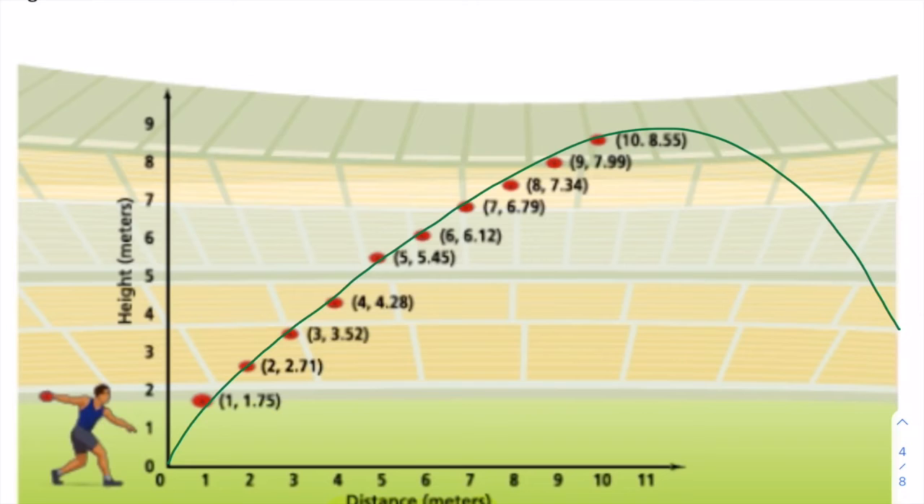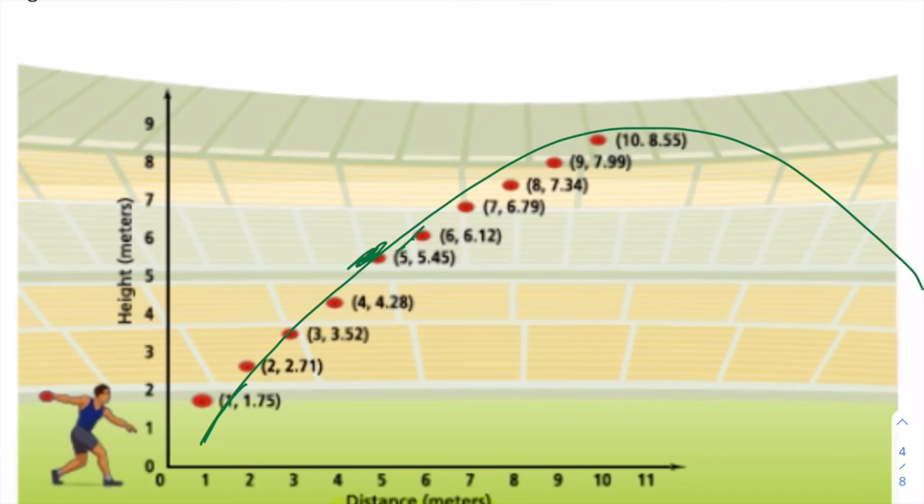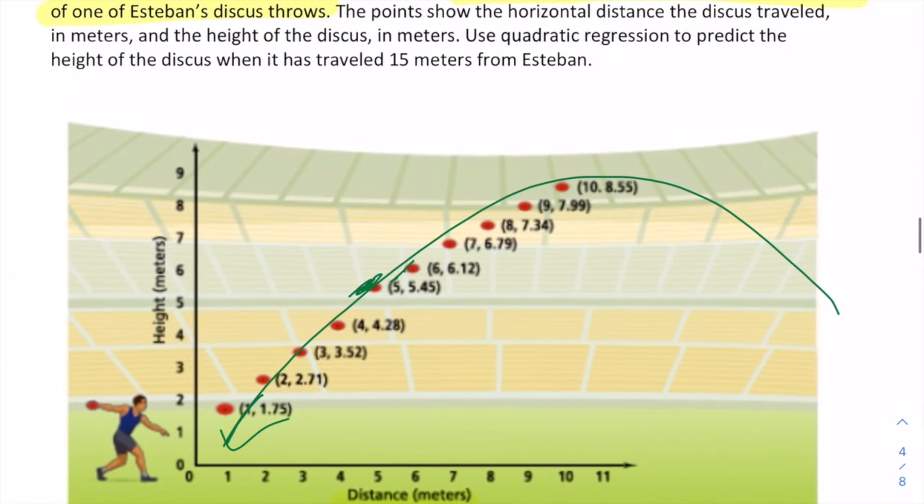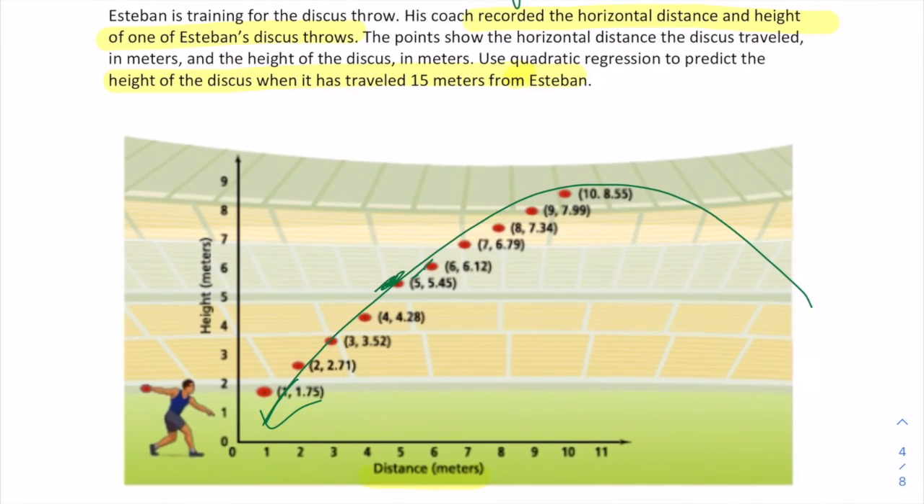It's not going to be perfect. You can see that this discus is a little bit out here and here, but what we're going to do is use a regression to find the parabola that best fits this data. And we want to figure out and predict the height of the discus when it is 15 meters from Esteban. So let's plug this into our graphing calculators or into Desmos.